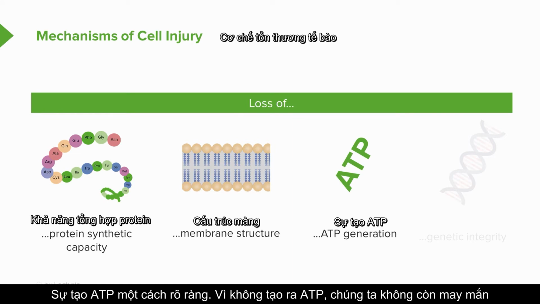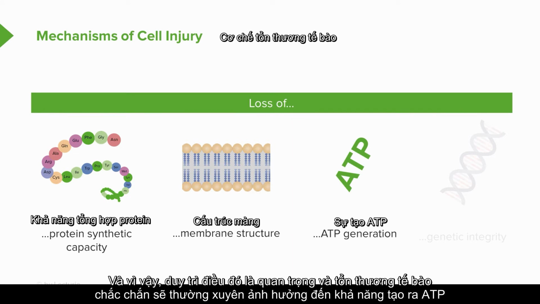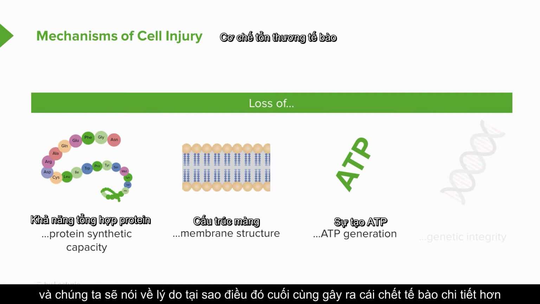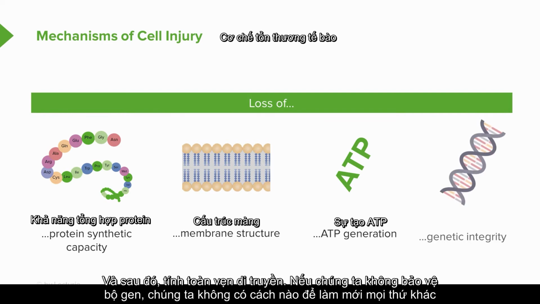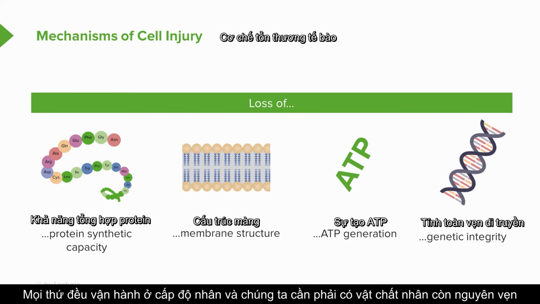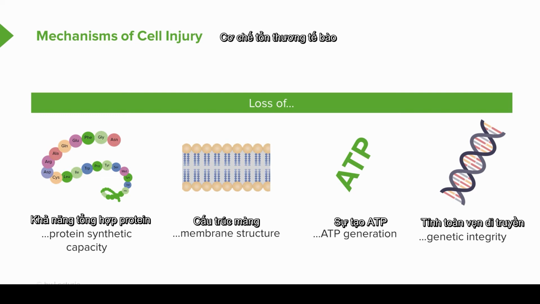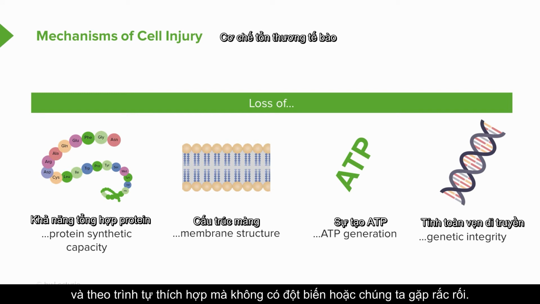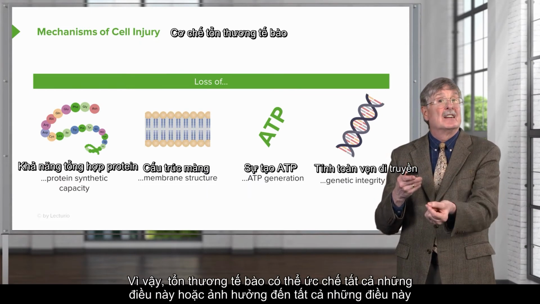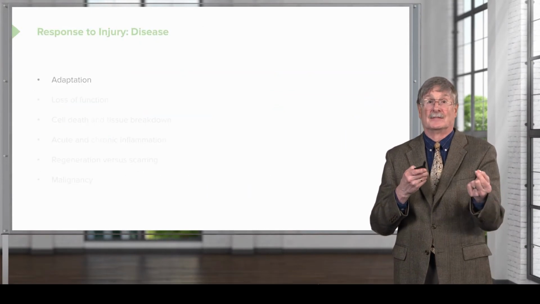ATP generation, clearly. If we're not making ATP, we're out of luck. And so maintaining that is important, and cell injury will definitely recurrently hit our ability to generate ATP, and we'll talk about why that causes ultimately cell death in greater detail. And then genetic integrity. If we don't protect the genome, we have no way of renewing everything else. Everything's run at the level of the nucleus, and we need to have the nuclear material intact and in the appropriate sequence without mutations, or we're in trouble. So the cell injury can inhibit all of these or affect all of these.